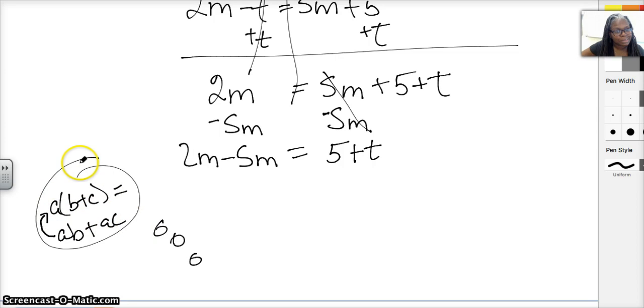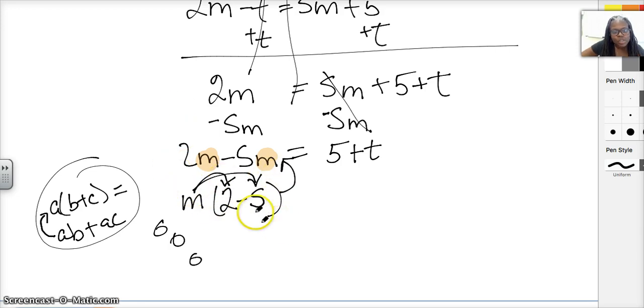I know somebody's like, I don't know what you're talking about. Over here, this m is the same here and here. The reverse distributive property, soon to be known as factoring, tells me that I can pull that m out and have a 2 minus s left. Stop and breathe. You see it, don't you? M times 2, m times s will give me this. So what I've done is I've pulled the m out.